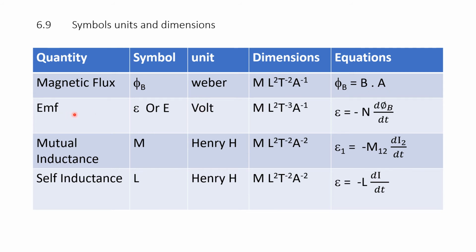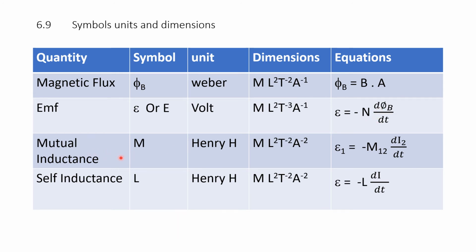Induced EMF is called electromotive force. Its symbol is E. Sometimes we write it as EMF or E, normal E, and its unit is volt. Its dimensions are M L square T to the power of minus 3 A to the power of minus 1. The relationship between phi and EMF is given by E is equal to minus N d phi by dt.